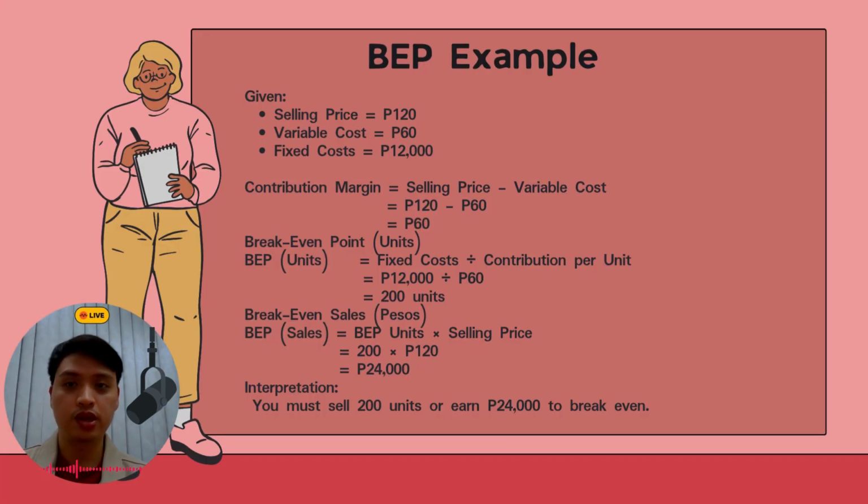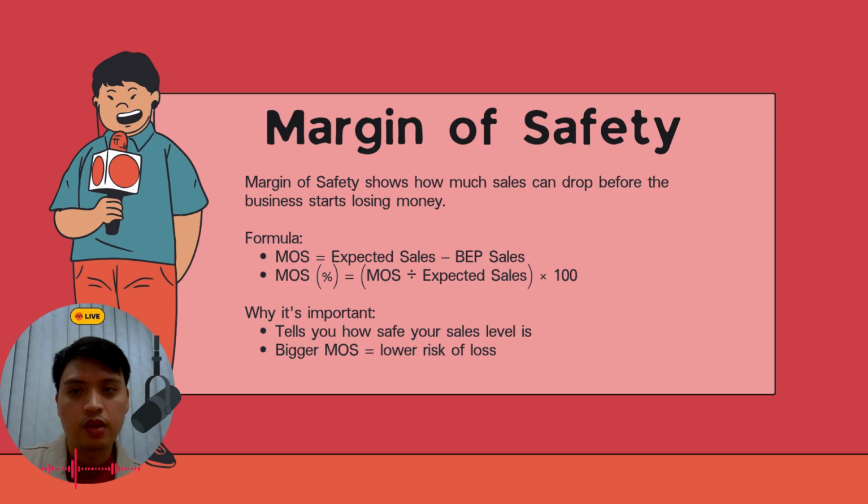Let's go through an example here. Our selling price is 120 pesos, variable cost is 60 pesos, fixed cost is 12,000 pesos. So again, to get the contribution margin, we have selling price less variable cost, and we will get 60 pesos contribution margin. So the break-even point in units would be 200 units, and the break-even sales in pesos will be 24,000 pesos. So we need to sell 200 units or earn 24,000 in sales just to break even.